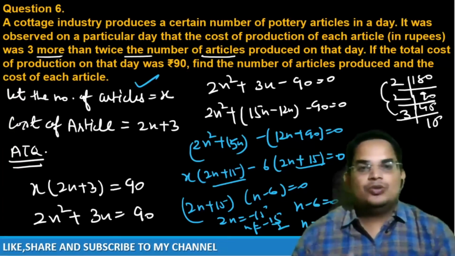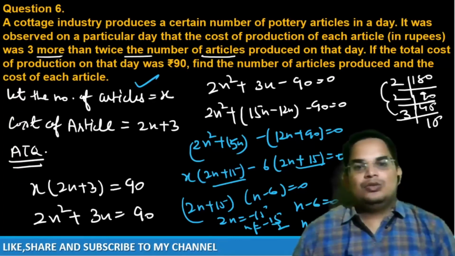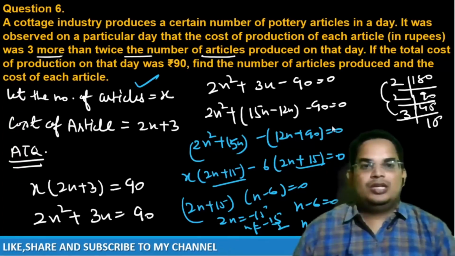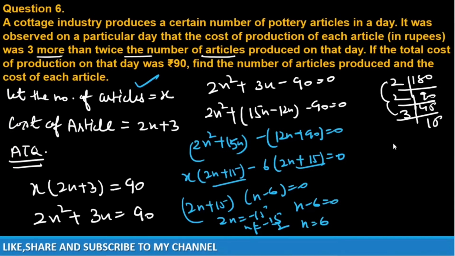Now we will find out how many articles there are. So what you come to know is that x is equal to 6. Articles cannot be negative, so the value of x is 6. The cost I can find easily. It becomes 2 into 6 plus 3, 2 sixes are 12, 12 plus 3, 15 rupees per unit.